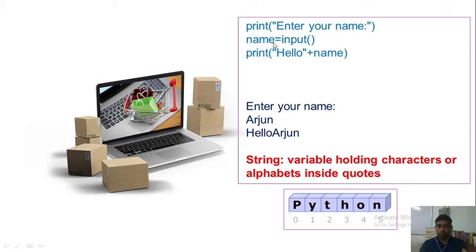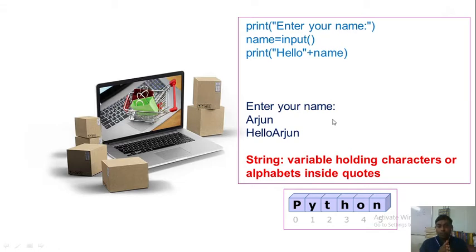So name holds Arjun. Then print hello. You know, hello is also a string, right? HELLO is also a string, that is, it's enclosed in quotes, so it can be treated as a string. Then plus name. Plus name, it's a concatenation. You know what concatenation is? Joining two strings. So in the result, it will be hello name. That means we have already stored Arjun in name, so it will be hello Arjun. That will be the result. We will not have any space in between. So this is a very simple example working with string, the concept of string.